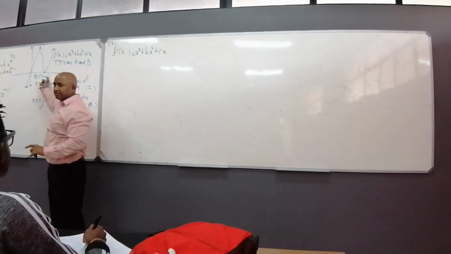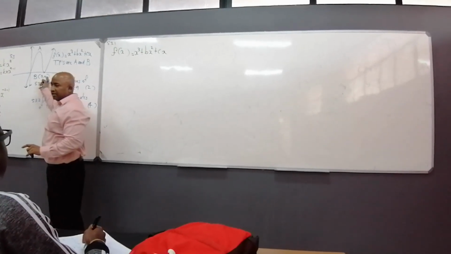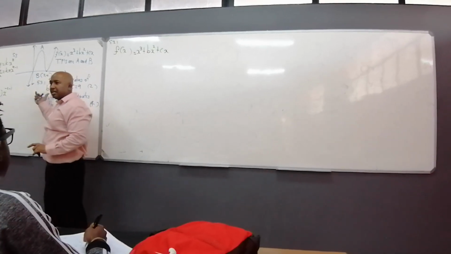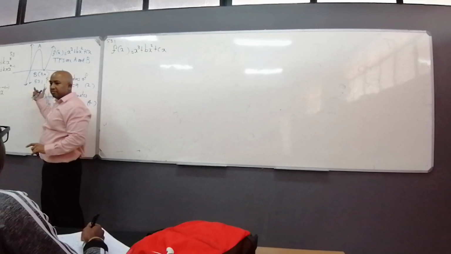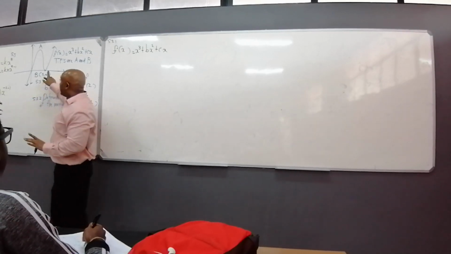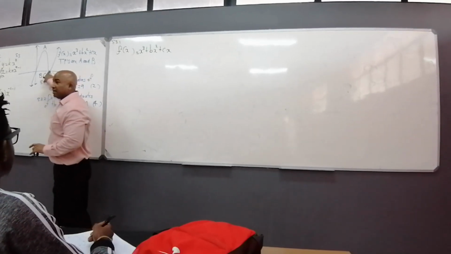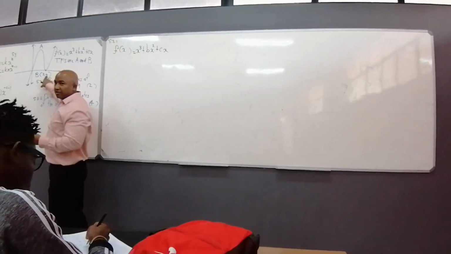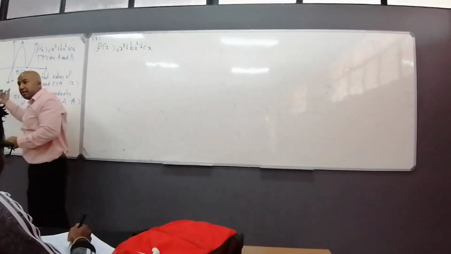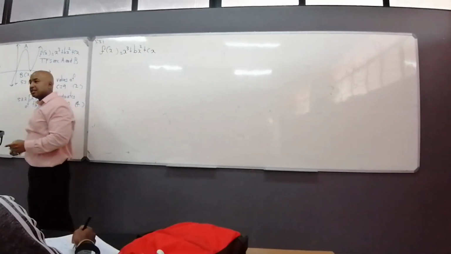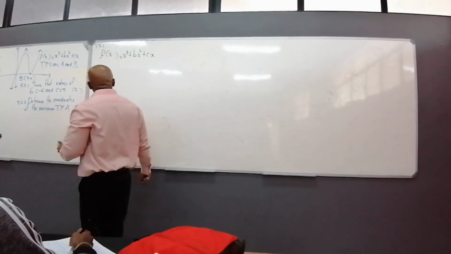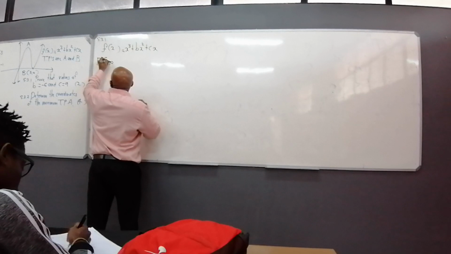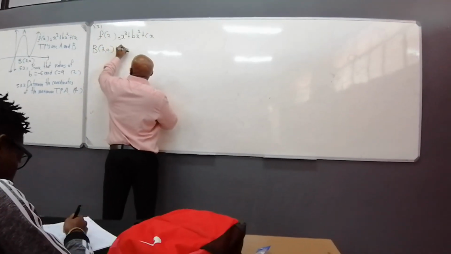(3, 0). It is a turning point. But is it only a turning point? No. It turns, yes, but it is turning on the x-axis. How do we know that it's on the x-axis? Because what is the y value? 0. So therefore, it is a turning point and also an x-intercept. So (3, 0) is an x-intercept.